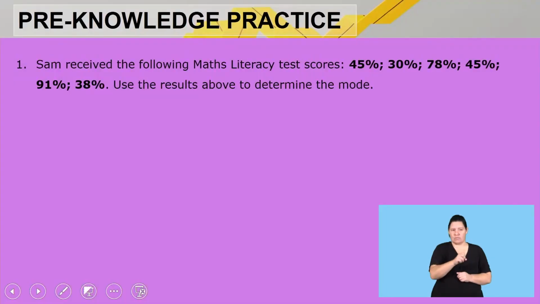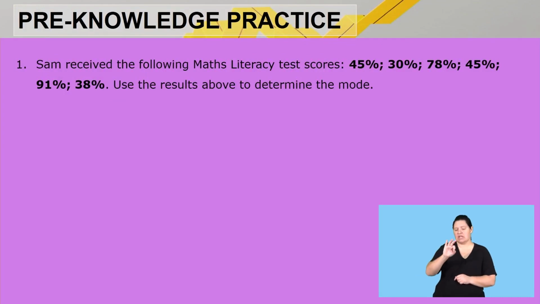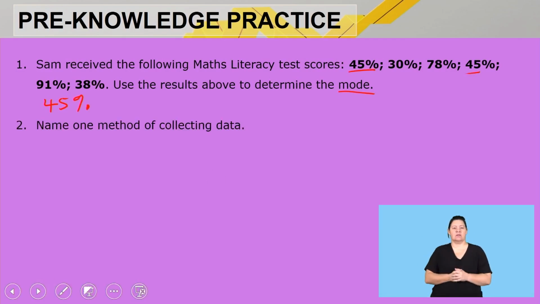So the first question here says, Sam received the following literacy test scores: 45%, 30%, 78%, 45%, 91%, and 38%. Use the results to determine the mode. Now, we know the mode is the number that appears the most, right? So in this case, you will agree with me that 45 will be our mode. So I'll write here that 45% is our mode, right?